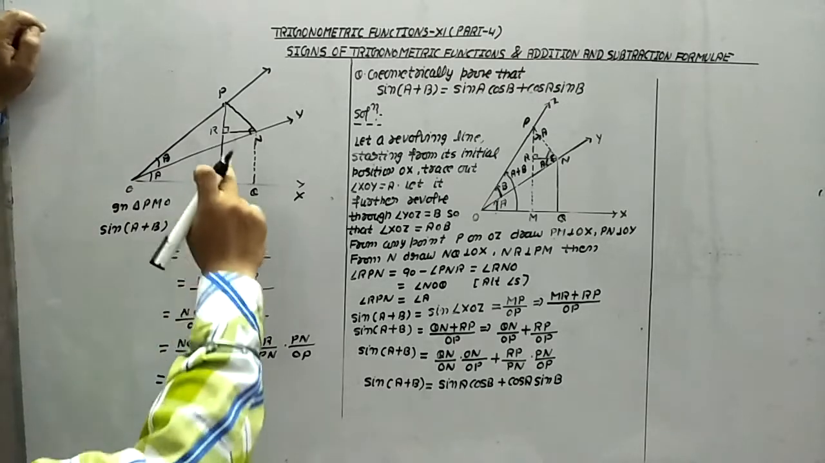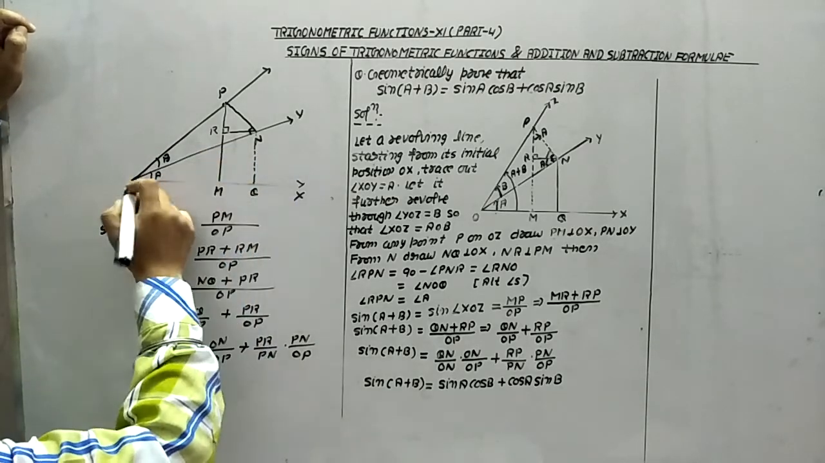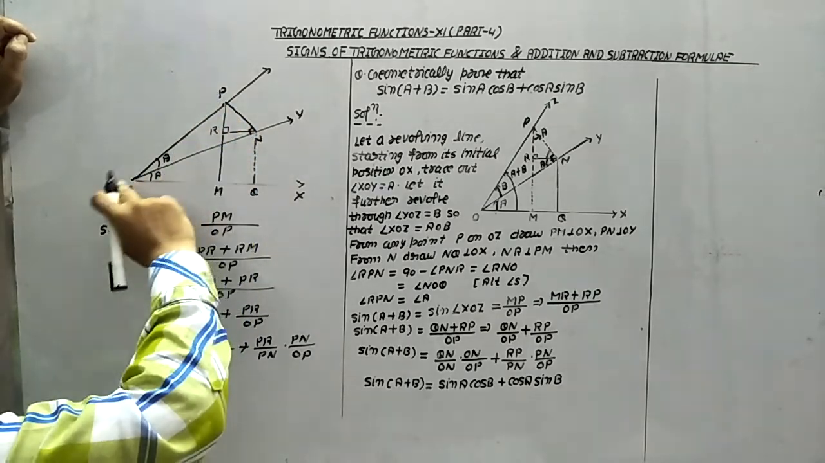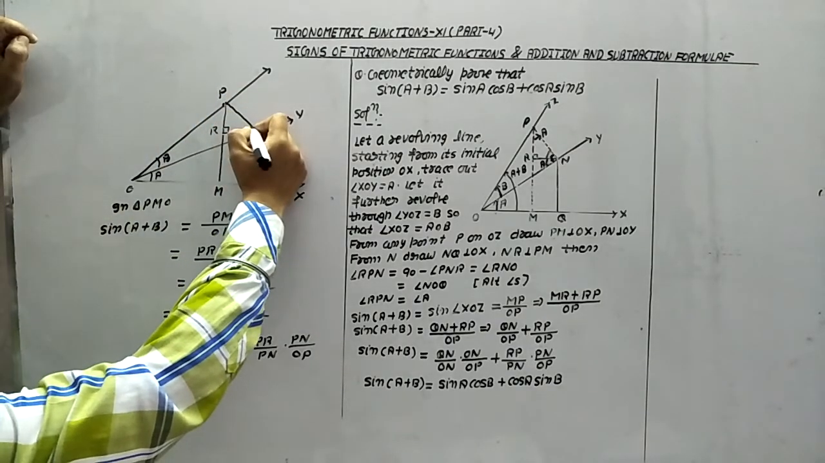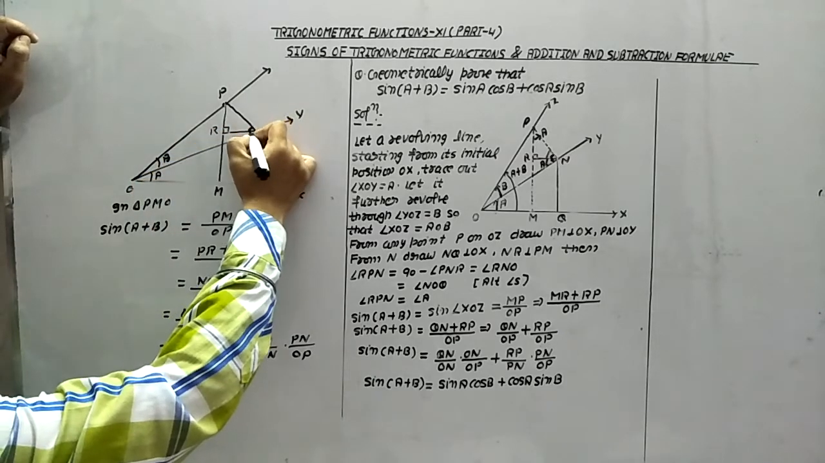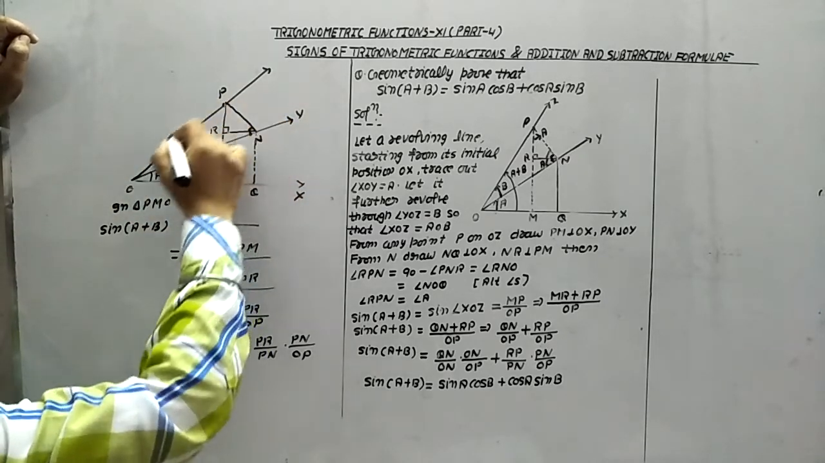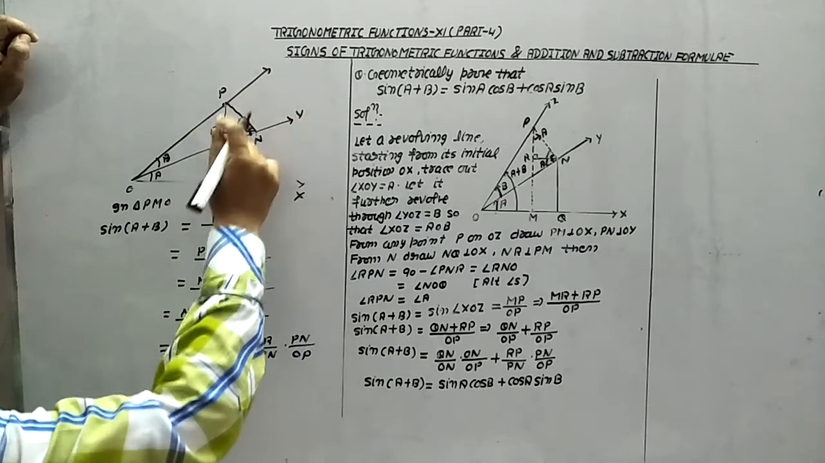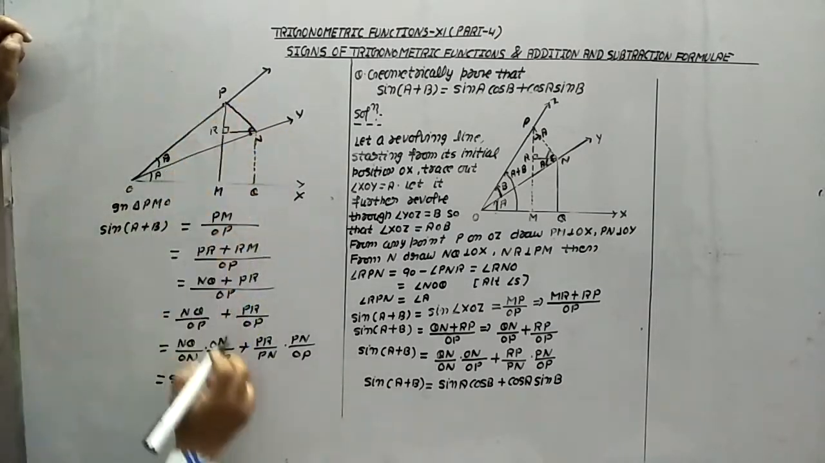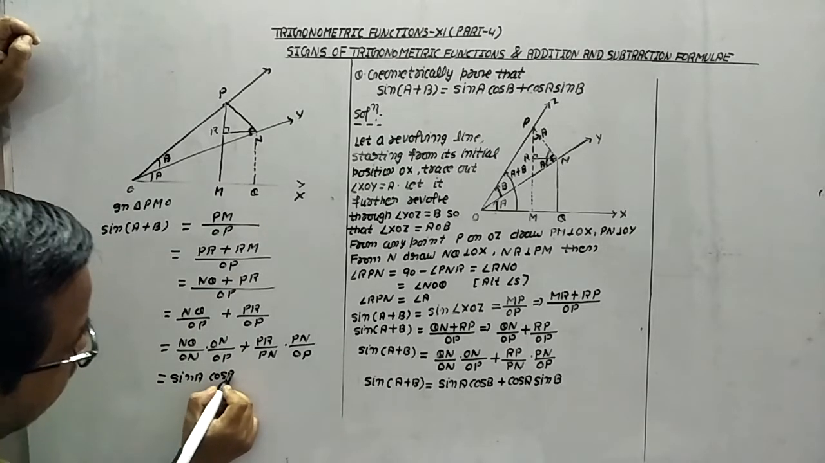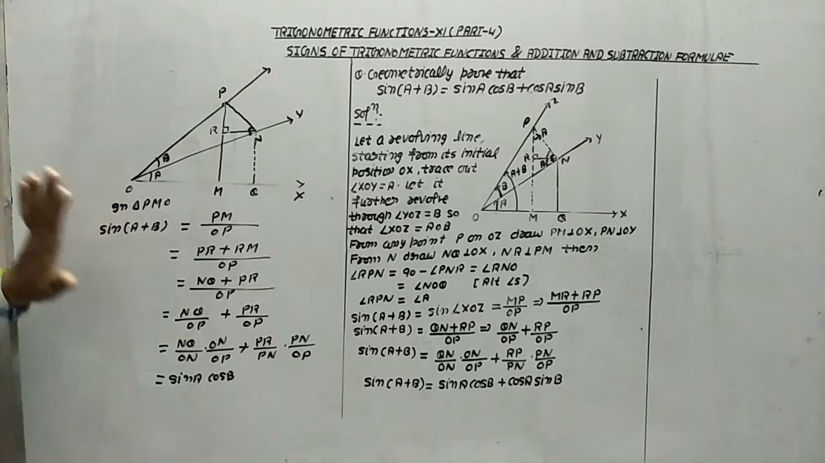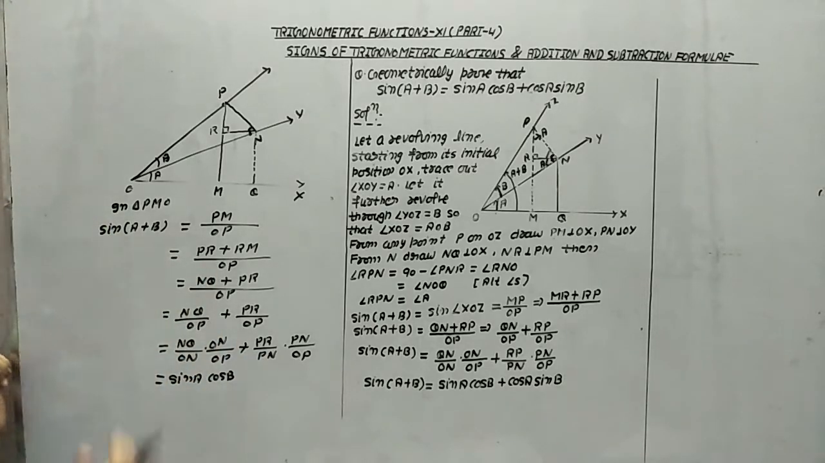Now on the basis of ON, what is this? ON upon OP. This is the right angle triangle. This is the angle B. 90 front is the hypotenuse. Once this is the hypotenuse, it means this becomes ON upon OP. This becomes cos B.